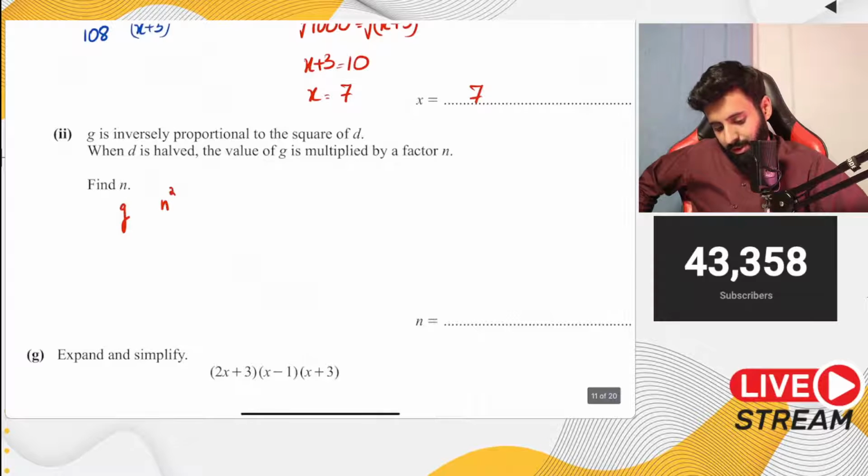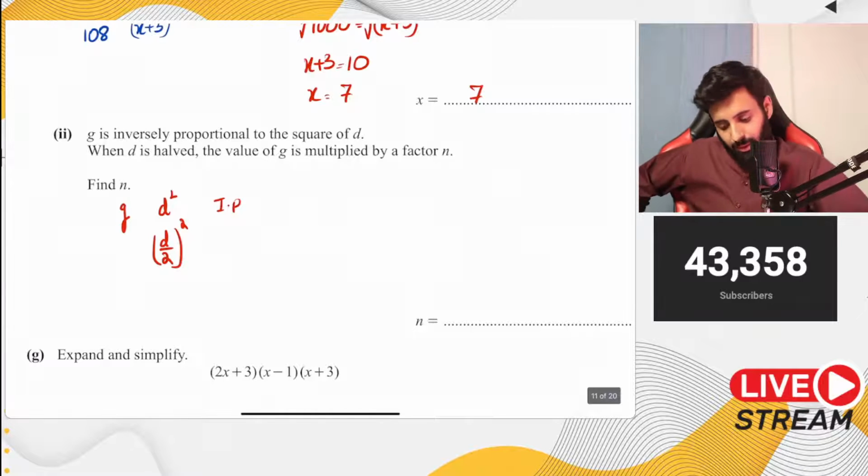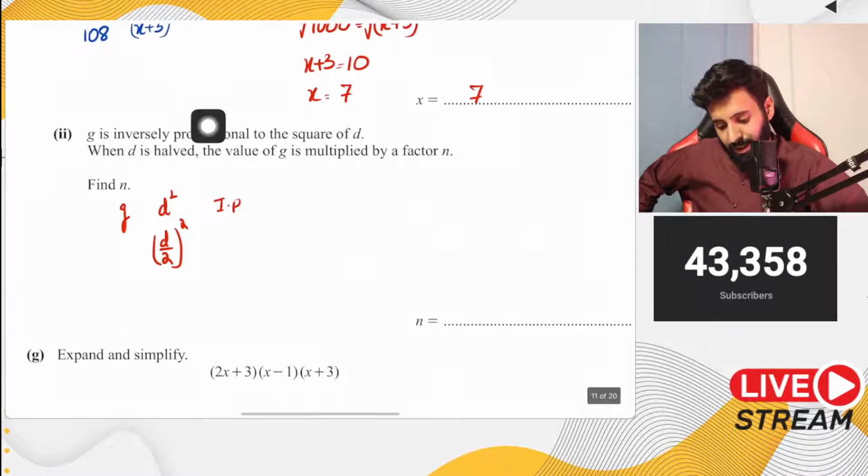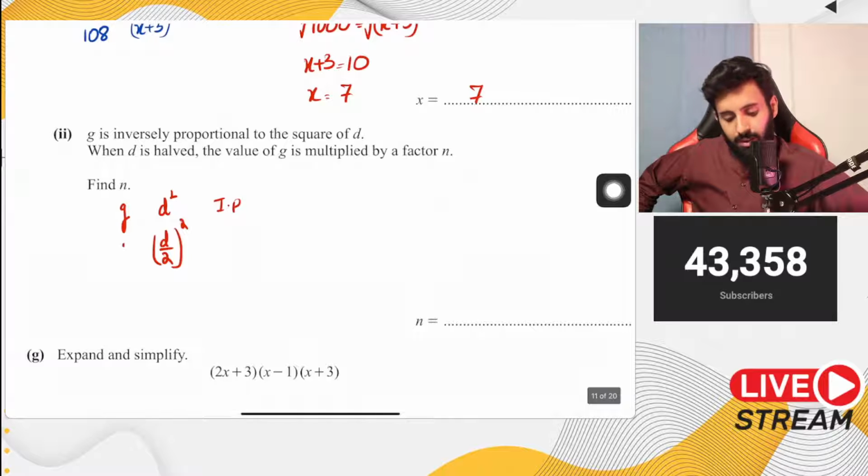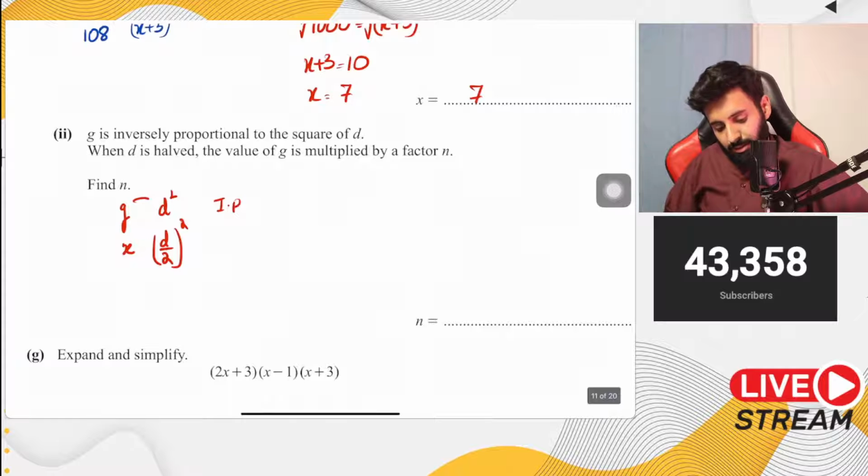So let's write inversely proportional over here. g is inversely proportional to the square of d, not n, the square of d. When d is halved, the value of g is multiplied by a factor of n. So that means when you halve d, it becomes d upon 2, and don't forget that the square is still there. What you have to find out is that the value of g is multiplied by a factor of n. So let's say we need to find the new value of g, let's call it x. And the fact that they're inversely proportional means that we're going to multiply head to head.